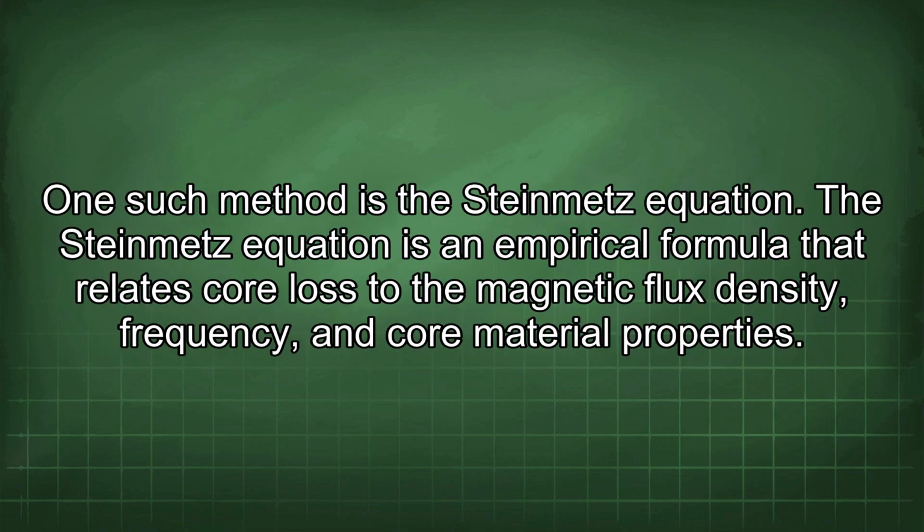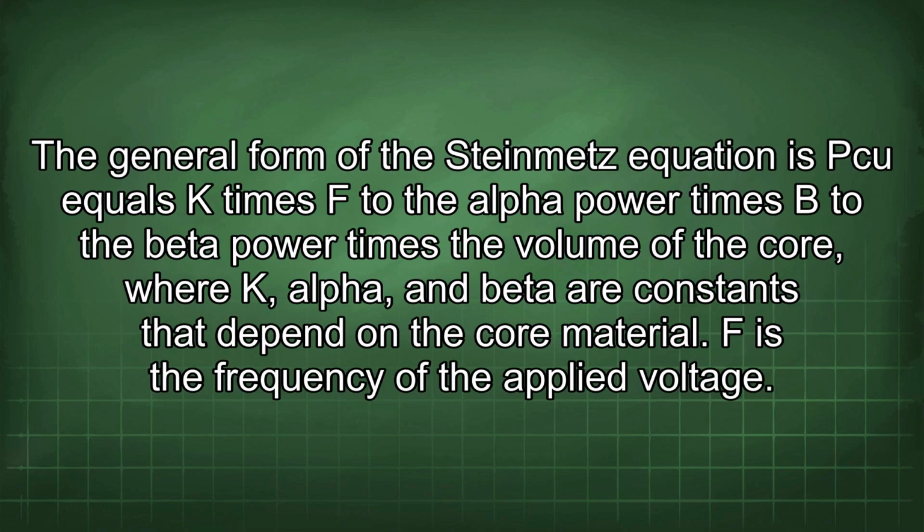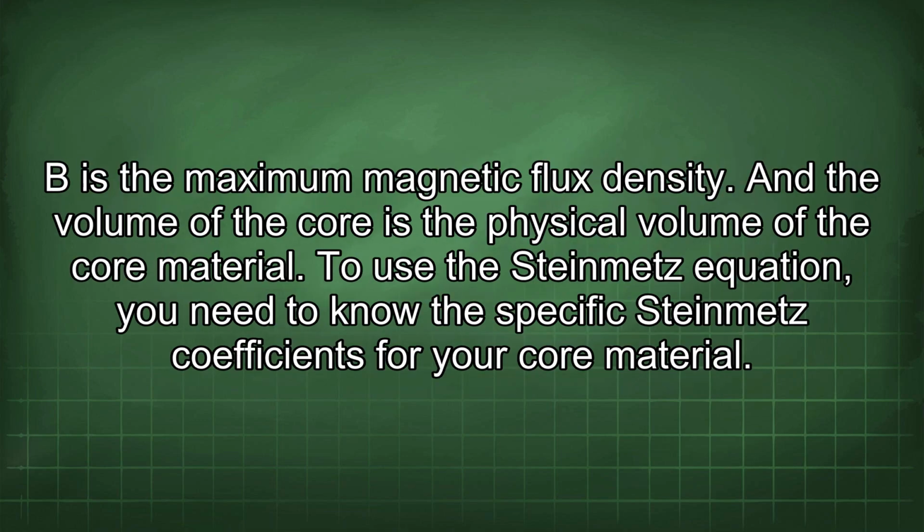One such method is the Steinmetz equation. The Steinmetz equation is an empirical formula that relates core loss to the magnetic flux density, frequency, and core material properties. The general form of the Steinmetz equation is PCU equals K times f to the alpha power times B to the beta power times the volume of the core, where K, alpha, and beta are constants that depend on the core material. f is the frequency of the applied voltage. B is the maximum magnetic flux density. And the volume of the core is the physical volume of the core material.